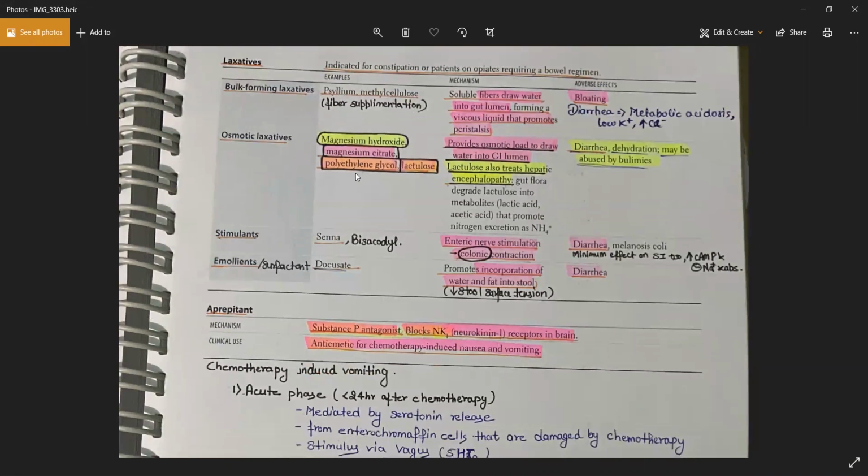Isn't it that in diarrhea we lose bicarbonate? Yeah, exactly. That is why, because of the loss of bicarbonate, you will have a metabolic acidosis.